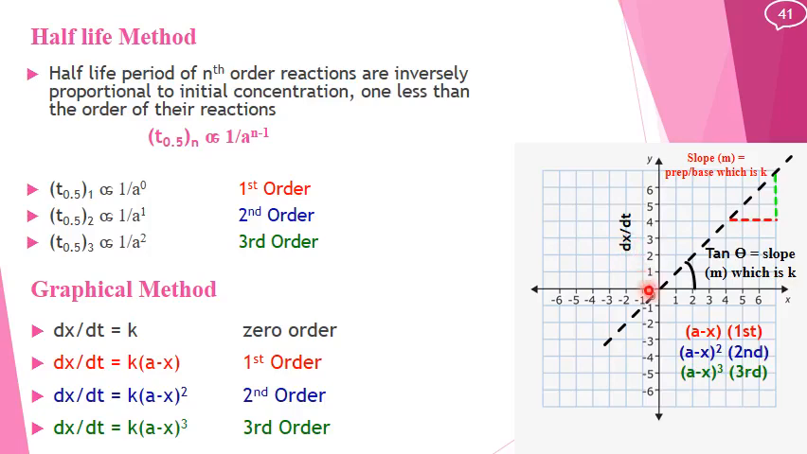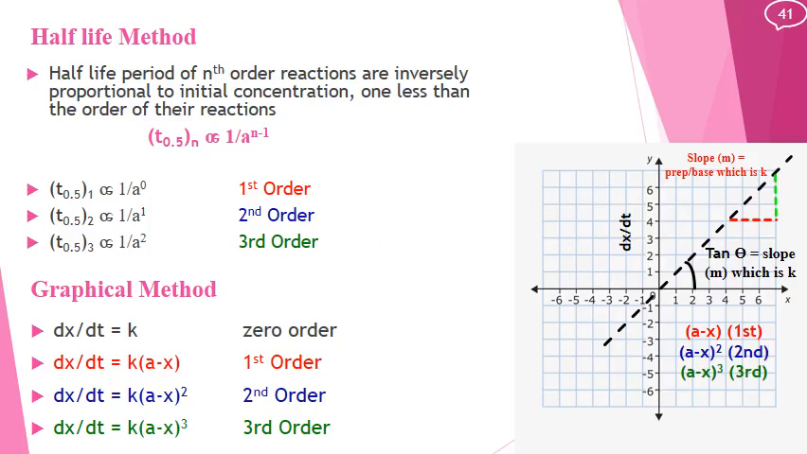Similarly, we can take the value of dx over dt on the y-axis, and put the value of (a minus x) squared on the x-axis, and as a result, if we are getting a straight line again passing through the origin, it will confirm the following of second order rate kinetics for our concerned reaction. Similarly, we can check out the order of reaction related to third order reaction for a generalized reaction about which we are going to study.